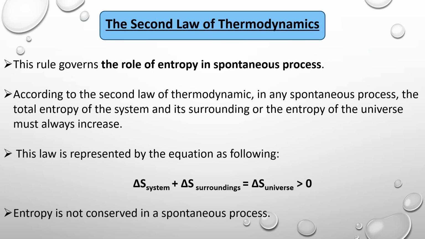The second law of thermodynamics. This rule governs the role of entropy in spontaneous processes. According to the second law of thermodynamics, in any spontaneous process, the total entropy of the system and its surroundings, or the entropy of the universe, must always increase. This law is represented by the following equation: ΔS system + ΔS surroundings = ΔS universe > 0. Entropy is not conserved in a spontaneous process.